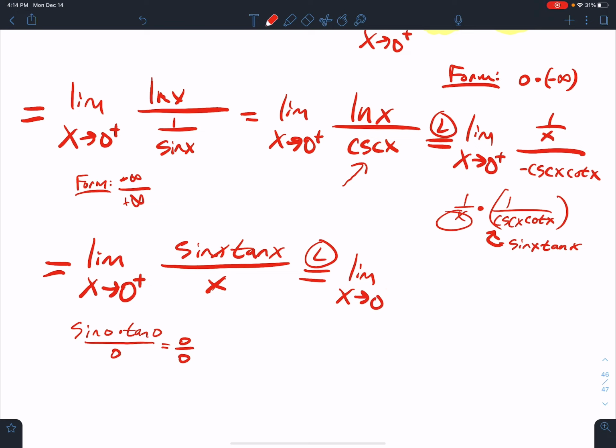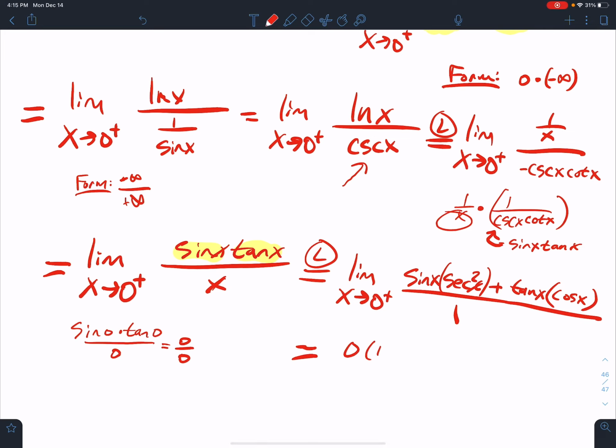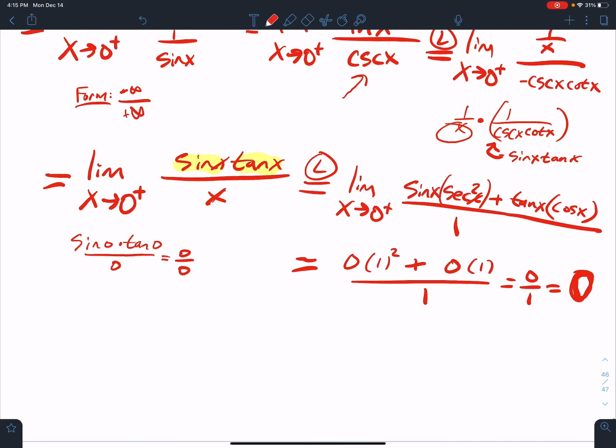When I L'Hopital, the denominator is 1, but the numerator, I've got to use the product rule. First times the derivative of second, plus the second times the derivative of the first. Okay? And when I plug in 0, what do I get? I get 0 and then 1 squared plus 0 and 1 over 1. So that's 0 over 1, which is 0. Okay? So my answer there is 0.